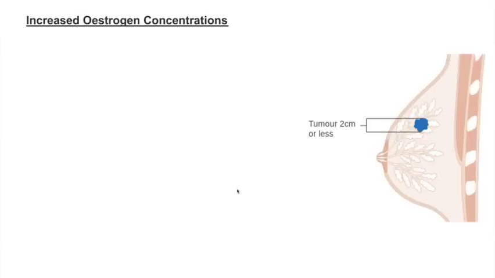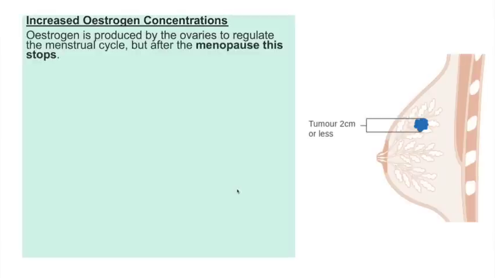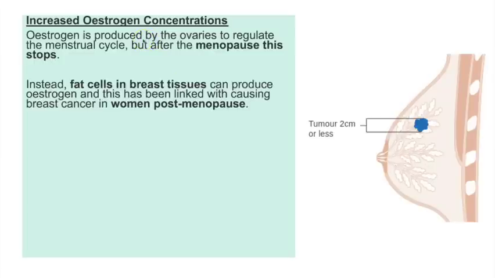Now, the final thing we said is estrogen also has an impact in increasing the risk of cancer, and it's linked to this specific example. Estrogen is produced by the ovaries to regulate the menstrual cycle. However, after the menopause, the ovaries stop producing estrogen, and instead the fat cells in the breast tissue produce estrogen. This is what's been linked to breast cancer in women post-menopause, and that is why age is one of the risk factors of developing breast cancer.